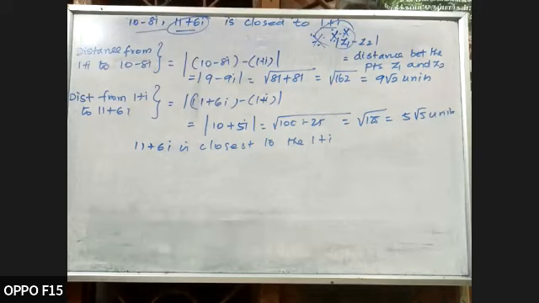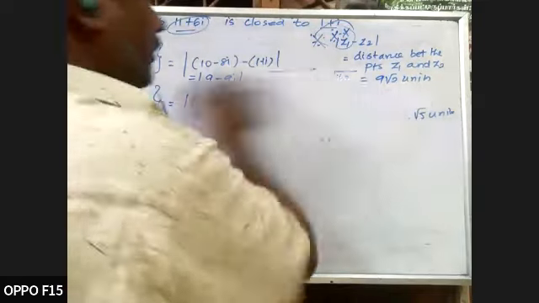Next is very important, 3 marks, using the triangle inequalities. I gave you two triangle inequalities. One is modulus of z1 plus z2 is less than or equal to modulus of z1 plus modulus of z2. Another is modulus of z1 plus z2 is greater than or equal to modulus of z1 minus modulus of z2. Using these two triangle inequality formulas, we do the next problem.